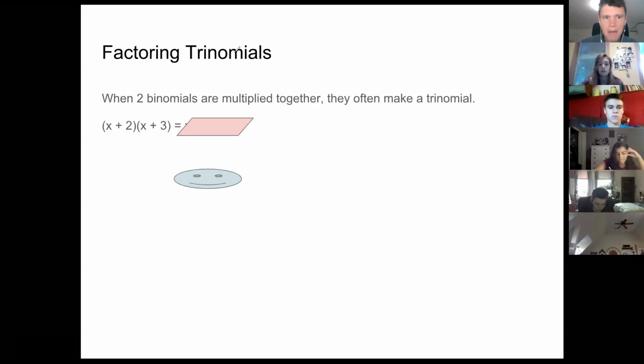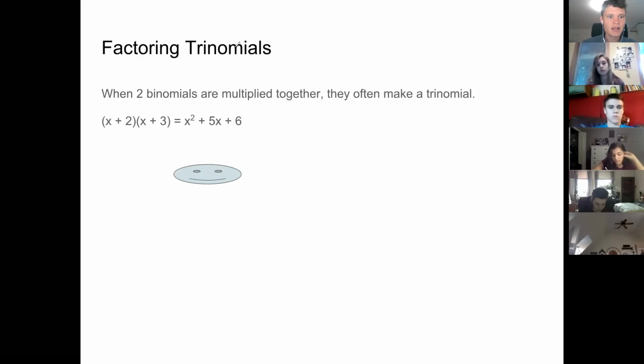What do we get if we multiply those together? Well, x times x is x squared. And then we get 2x, and then we get 3x, and those get added together to become 5x, and then 2 times 3 is 6. Right? I didn't show the in-between step. I didn't show the actual foiling. Would you guys like to see that, or should we keep going?